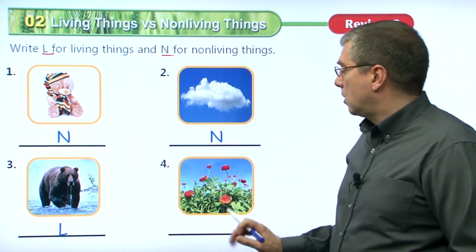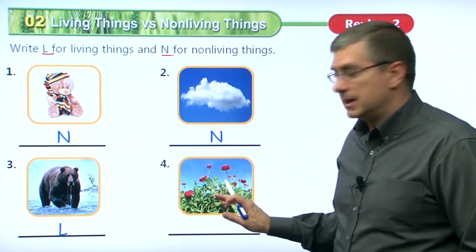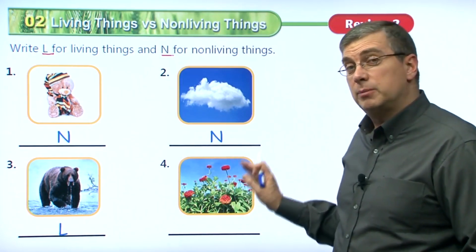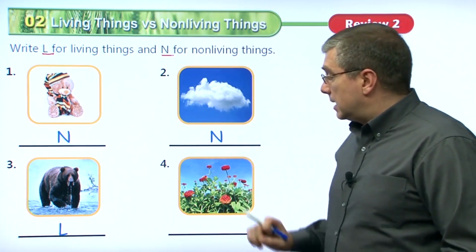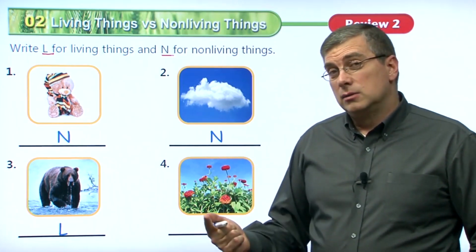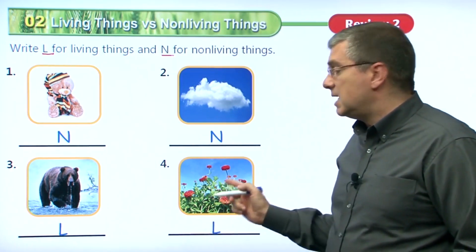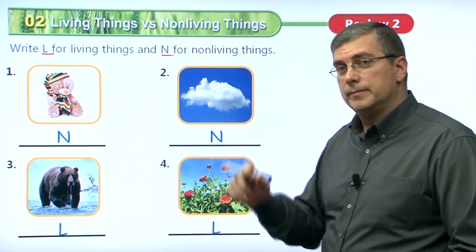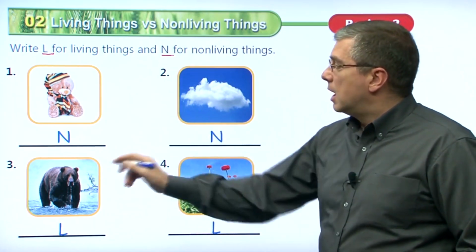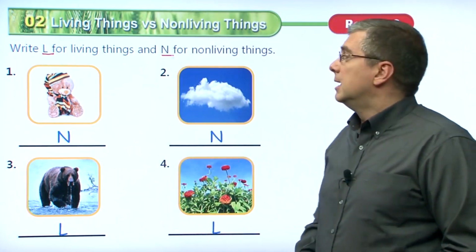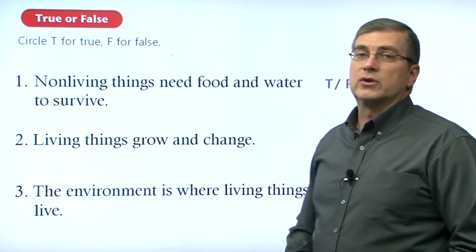Over here, number 4, we have a picture of plants. This is a picture of many flowers. Flowers are plants. Do they need water? Do they need air? Do they need food? Sure they do. They are living things. They need those things in order to grow. Okay, so we have our wrap-up of living and non-living things, some different examples. Let's move on to our true or false questions.